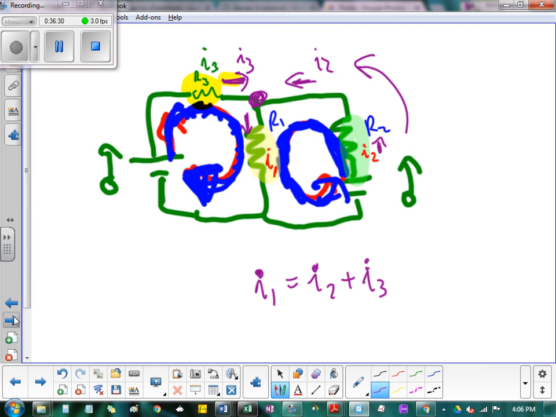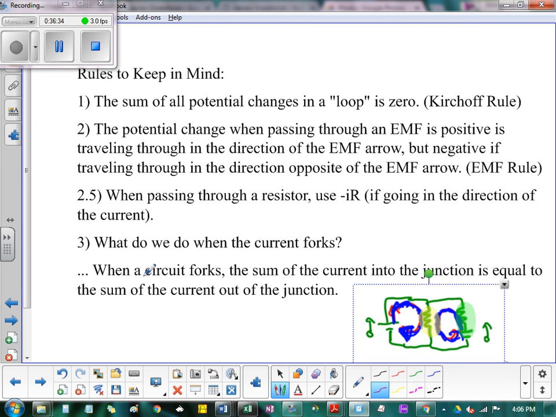All right? So that third bullet just says when a circuit forks, and I meant to draw a resistor here. When a circuit forks, the sum of the current into the junction is equal to the sum of the current out of that junction. So I3 and I2 combine to make I1. We'll talk about that in the next video though.